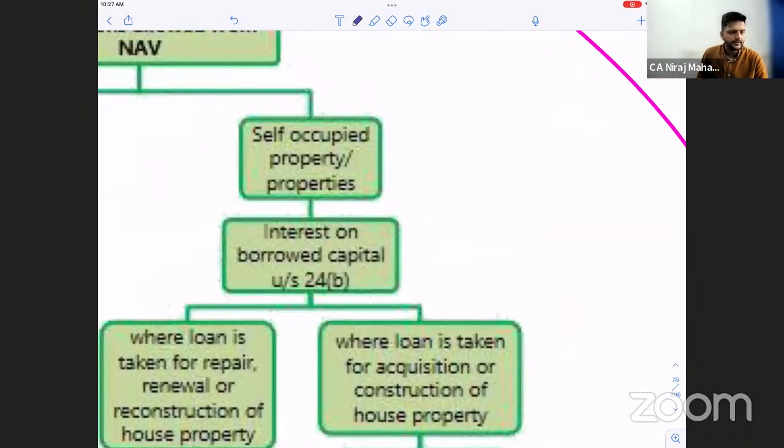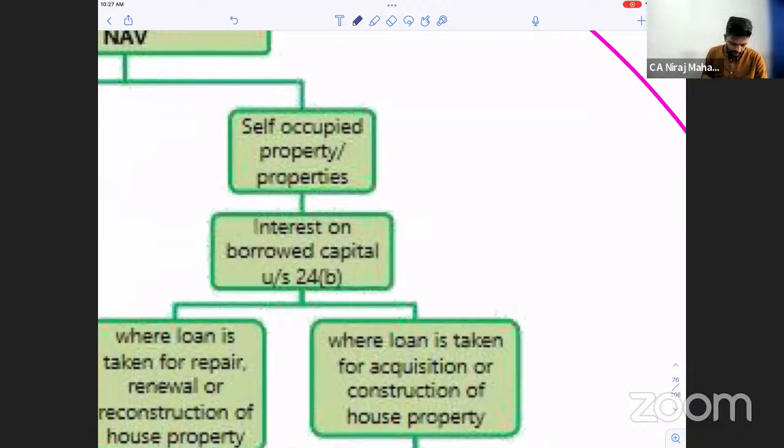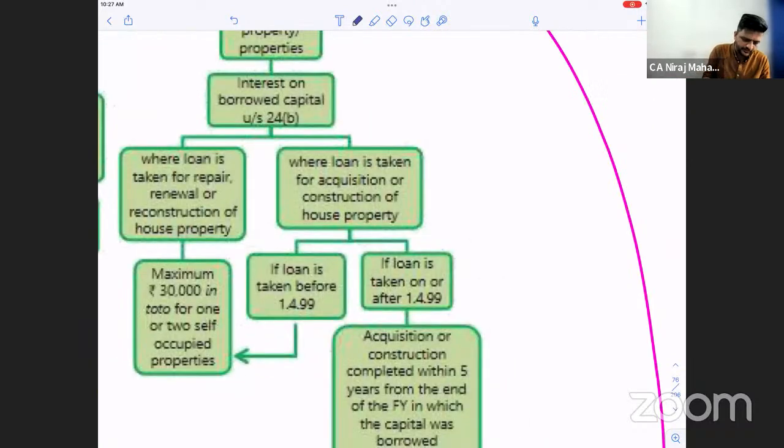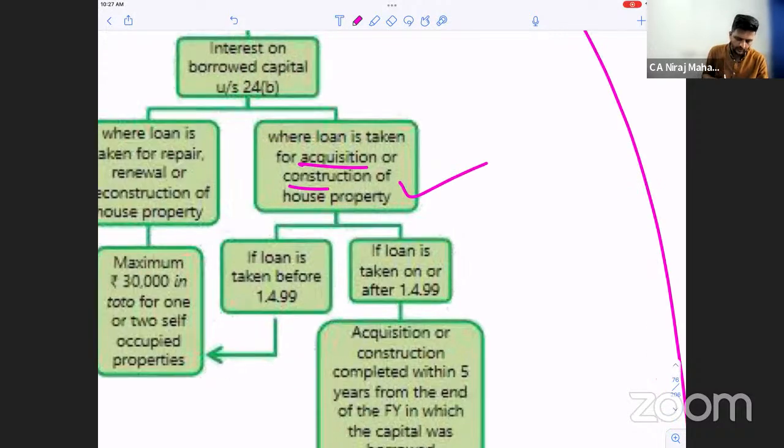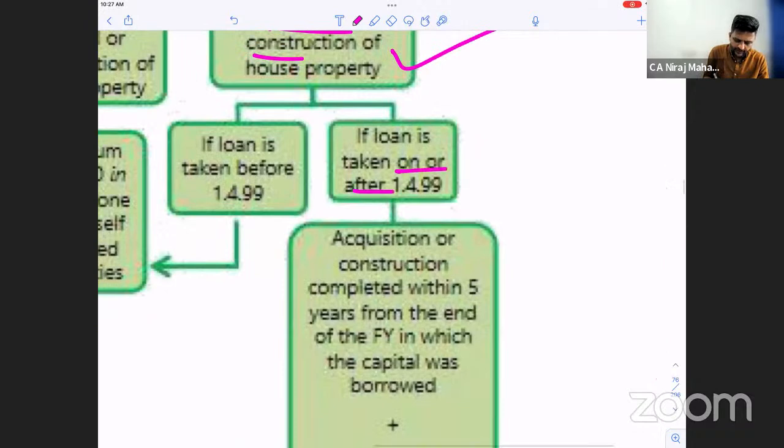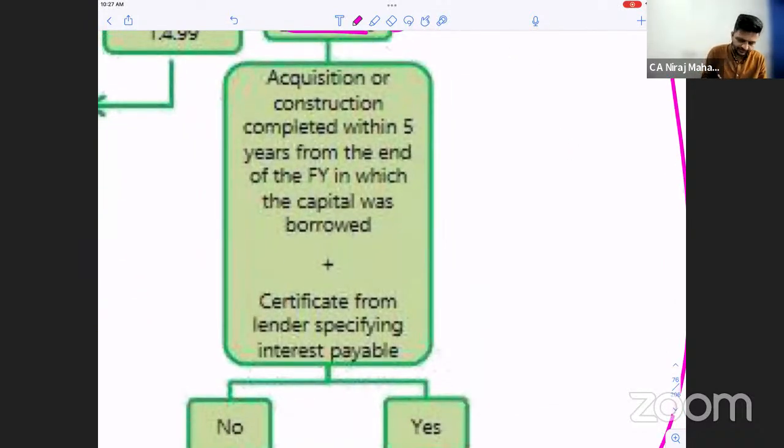SOP, interest on borrowed capital, 24B. Now I'm going on the right hand side, this part, to see whether it satisfies each of them. The loan is taken for acquisition or construction. Correct? Yes, okay. The loan is taken on or after 1/4/99. This also we have done. And acquisition or construction is completed within 5 years from the end of the financial year in which the loan was taken. Also done. And there is one more condition.